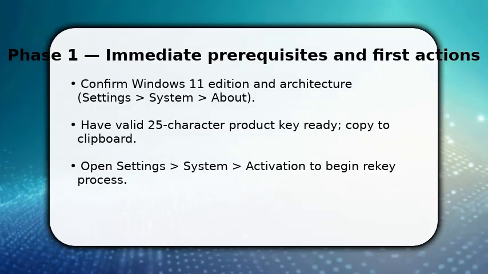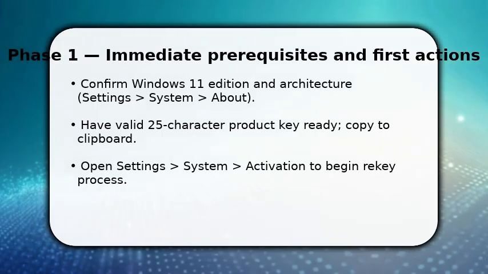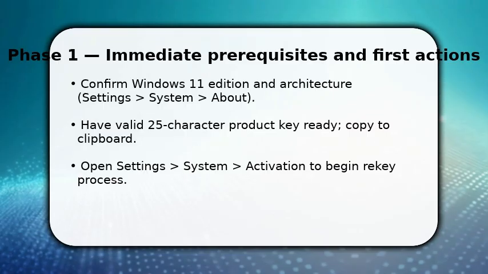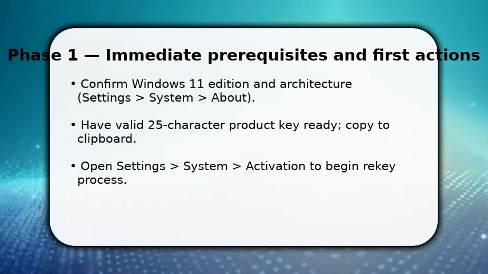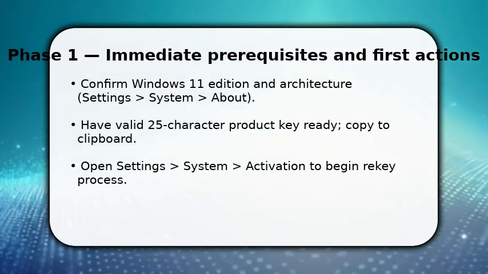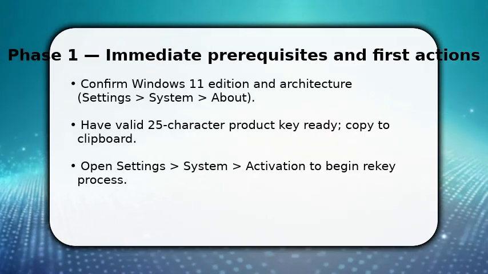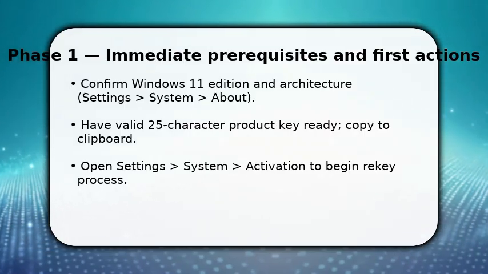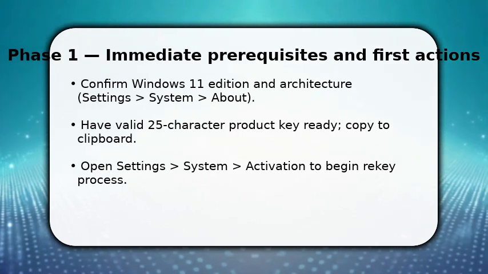Next, open Settings, go to System, then Activation. This is where you change the key. You'll see an option to update or troubleshoot. Choose Change Product Key. Follow prompts step by step, because Windows validates edition and digital license before proceeding.